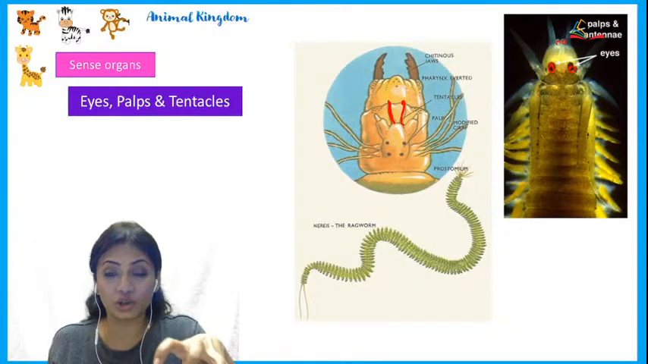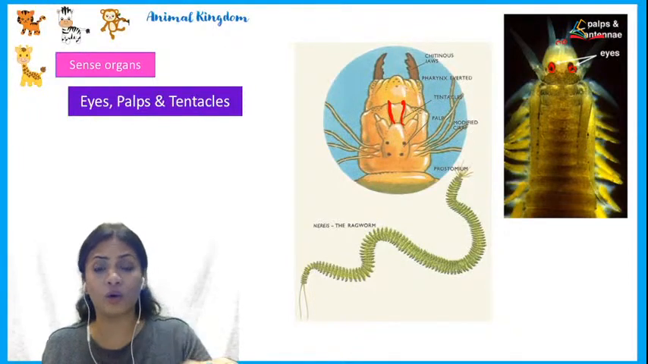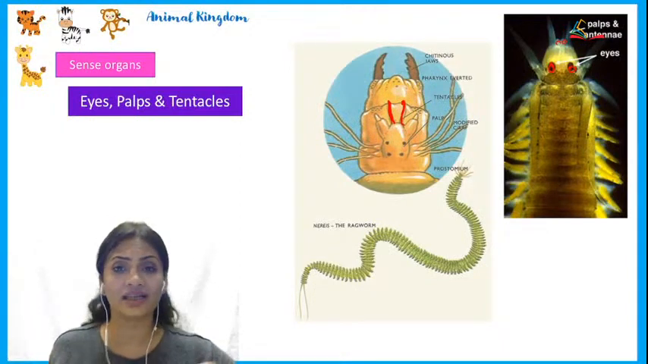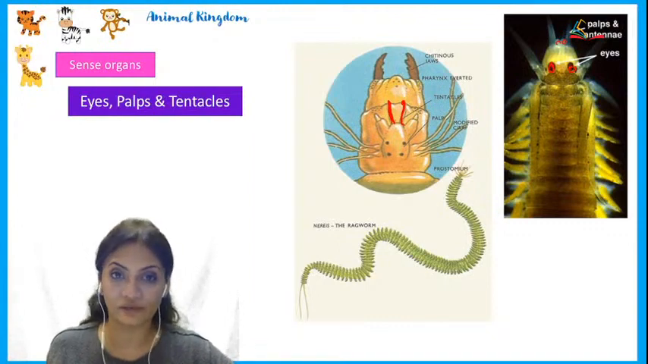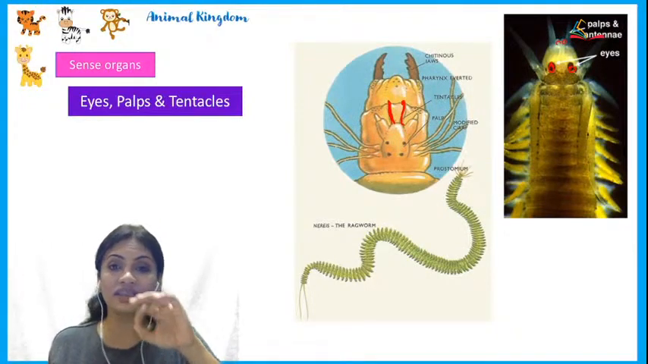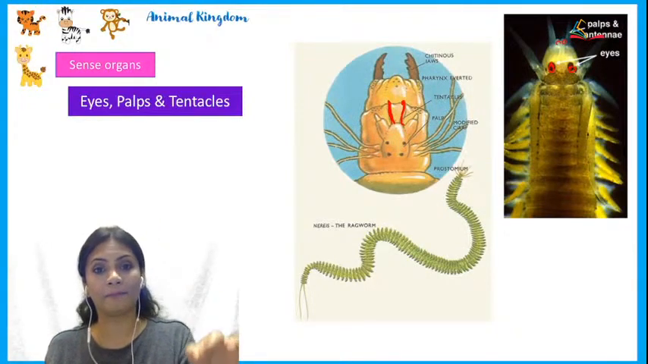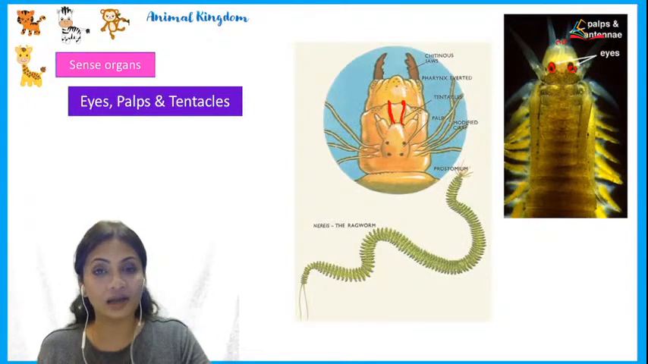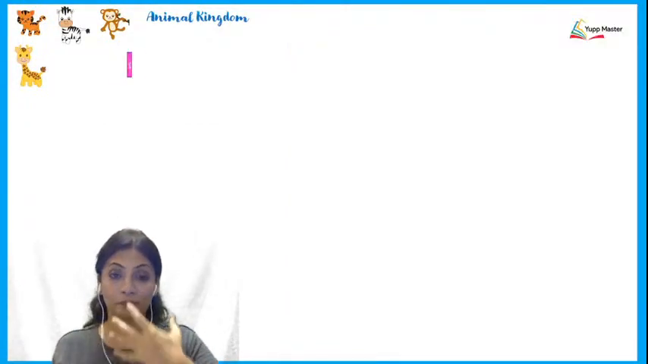When they want to touch, when they want to feel any body or any structure around it, any surroundings around it, that's what these palps and tentacles are going to be helping for. Alright. So the presence of the sense organs like eyes, palps and tentacles are there in the phylum Annelida.